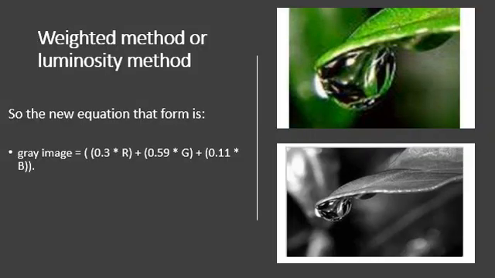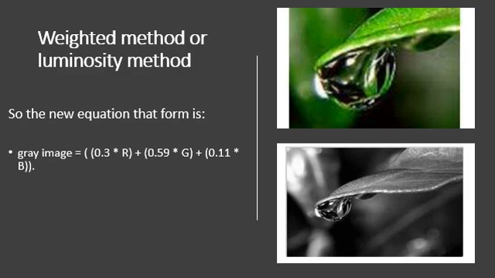In the weighted method, or luminosity method, you have seen the problem that occurs in the average method. Since red color has the longest wavelength of all three colors, and green is the color that has not only a shorter wavelength than red, but also has a more soothing effect on the eyes, it means that we have to decrease the contribution of red, increase the contribution of green, and put the blue contribution in between these two.